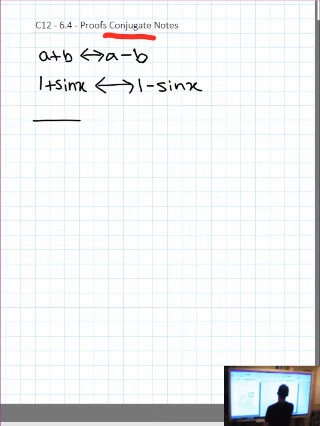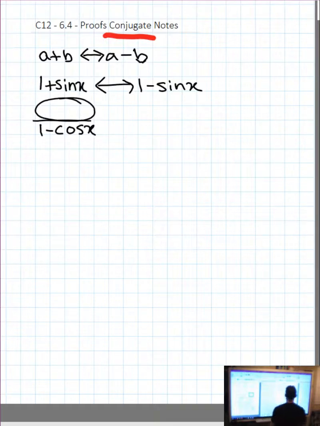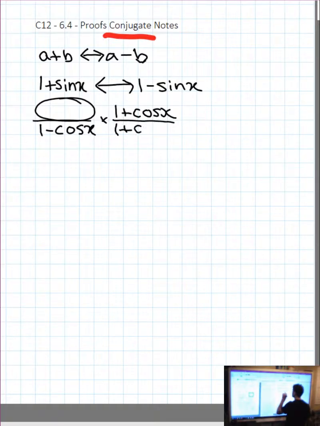Let's put a 1 minus cos x on the bottom. And I'm just going to circle the top. I don't care what's on the top right now. The purpose of this example so far is only to introduce a denominator of 1 minus cos and what you can do with it if you multiply by the conjugate. So the conjugate of 1 minus cosine x is 1 plus cosine x. And if I multiply the top and bottom by the conjugate, I will be able to simplify in the following way.